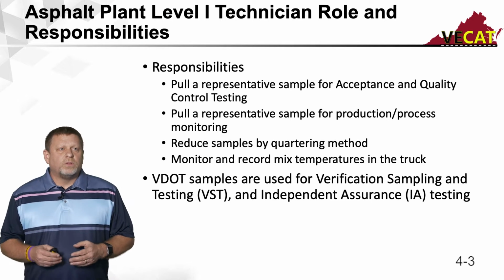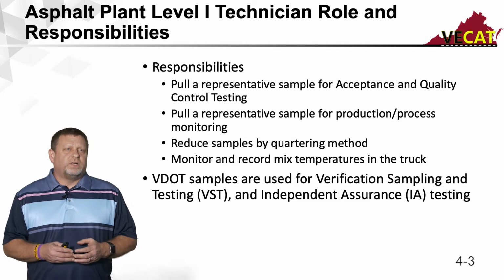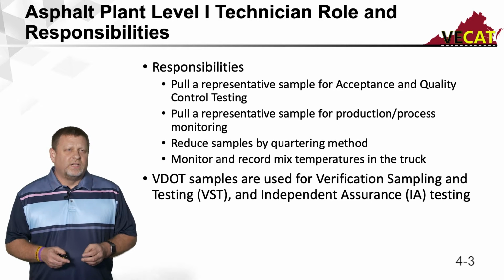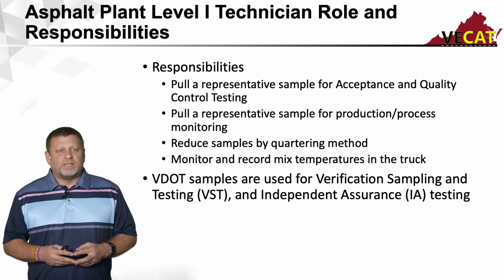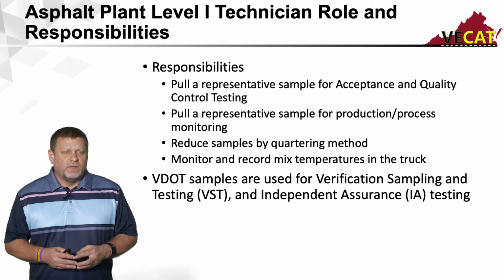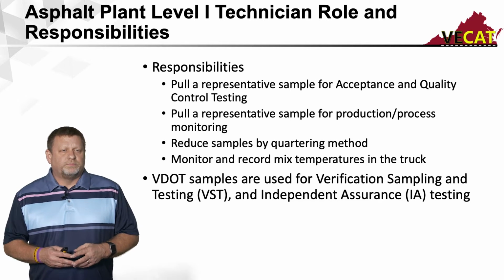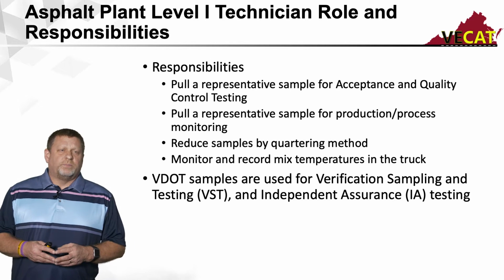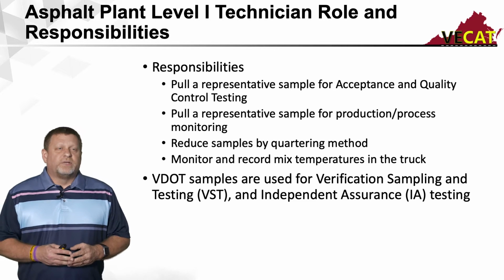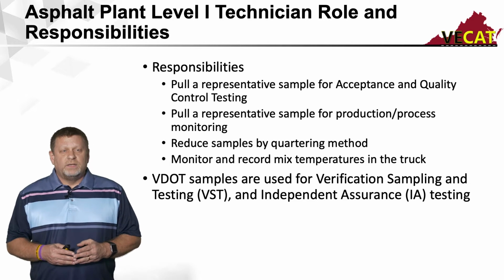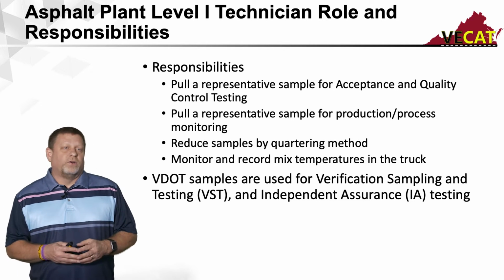Plant Level 1 role and responsibilities. What are the responsibilities of an Asphalt Plant Level 1 technician? As we stated earlier, he's going to pull a representative sample for acceptance and quality control testing. He's going to also pull samples for production and process control monitoring, which will be the VDOT side of it. He's going to reduce these samples down by quartering. This is the typical way to do it.